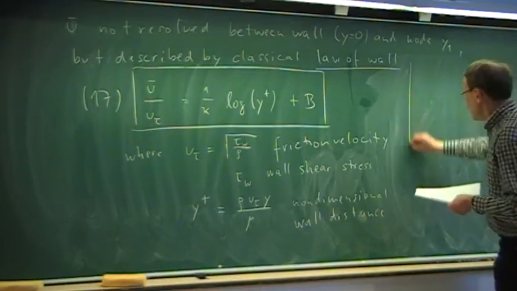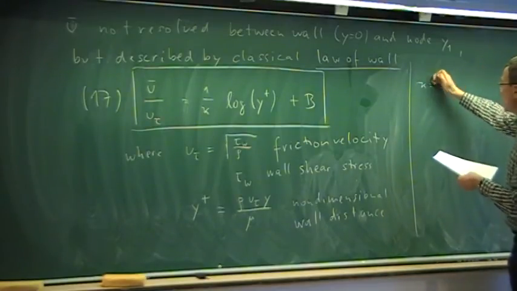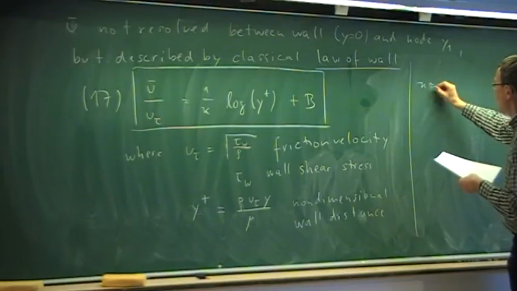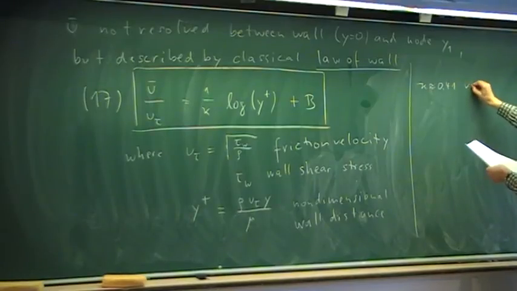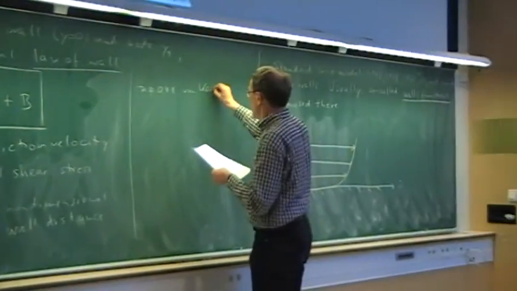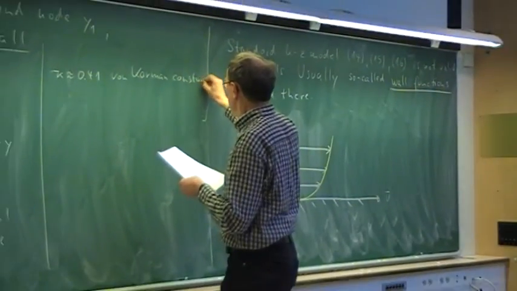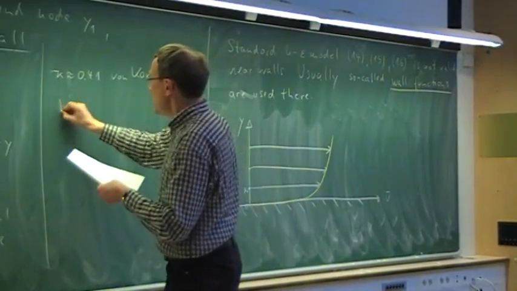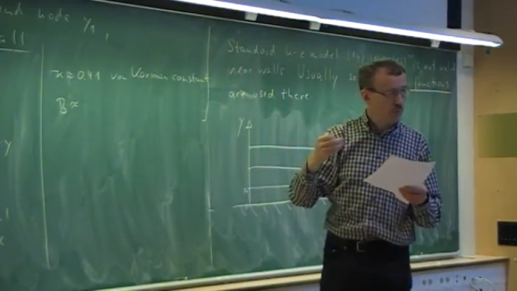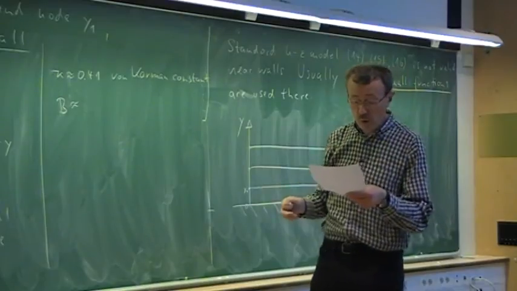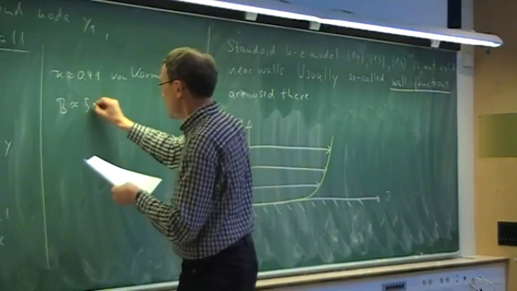And the kappa, that is about, well, some people have it 0.4, others have it 0.41, the von Karman constant, after Theodor von Karman. And the B is a parameter that depends on your wall roughness, and for a smooth wall this is about 5.0.